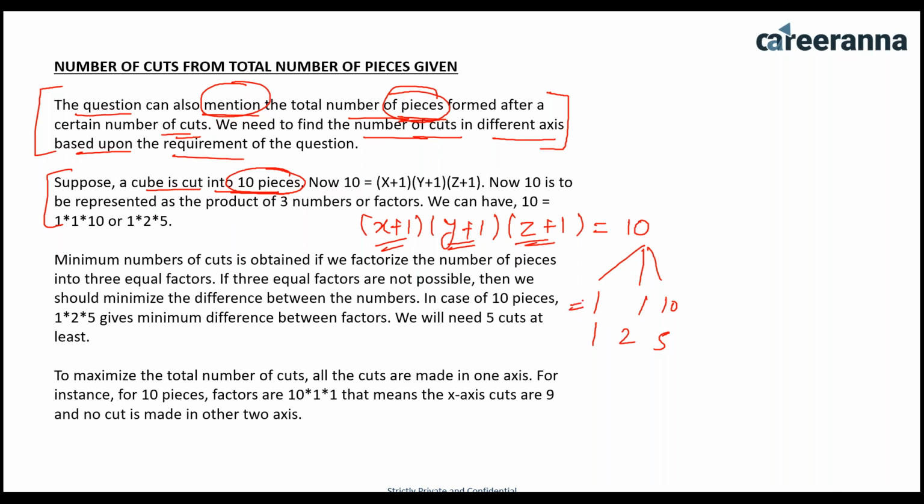No. Okay, so in this case, if I consider this case, what will be the number of cards? This is 0 plus 1, this is 0 plus 1, this is 9 plus 1. Yes, no? Okay, so the number of cards here will be 9. You can see x plus 1, y plus 1, z plus 1. So number of cards will be 9. Is it clear? So by making 9 cards along one axis, we can get 10 pieces. Yes, no? Is it clear? Any doubt?